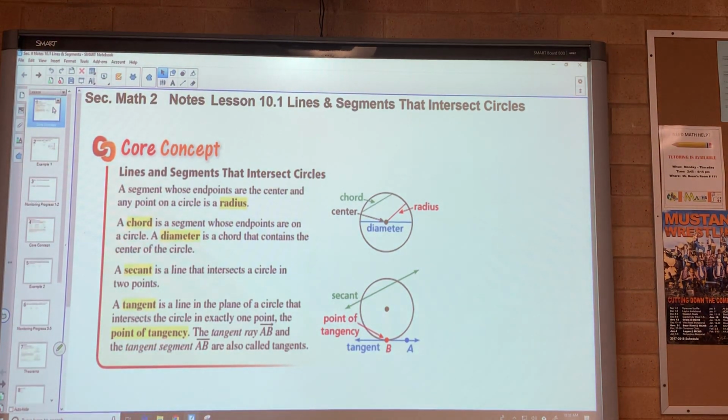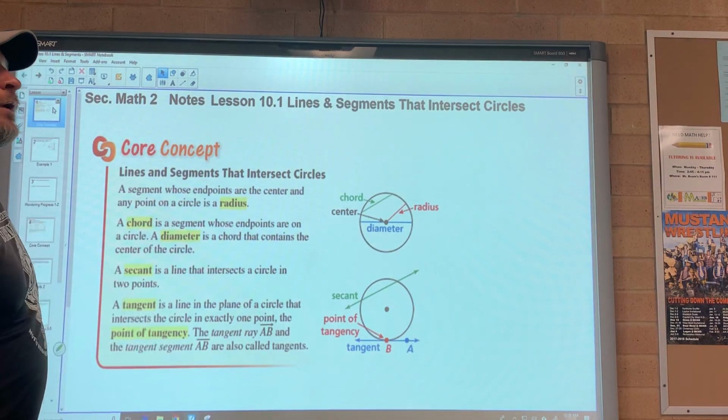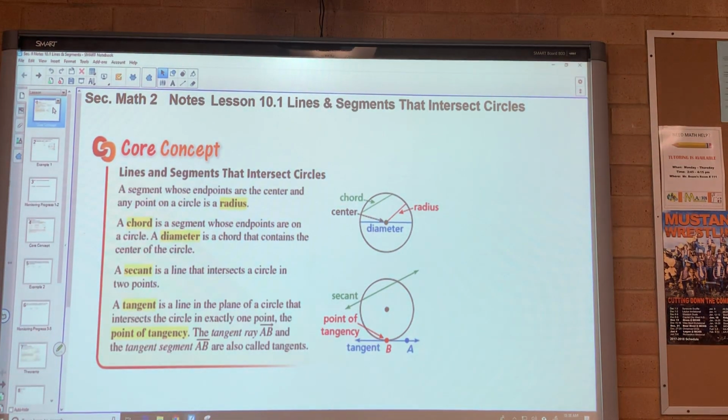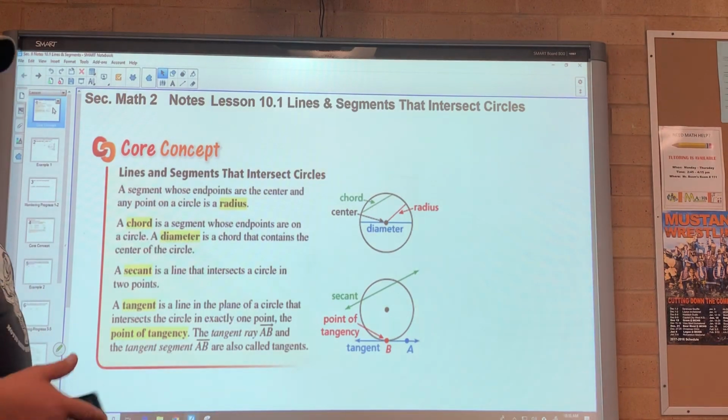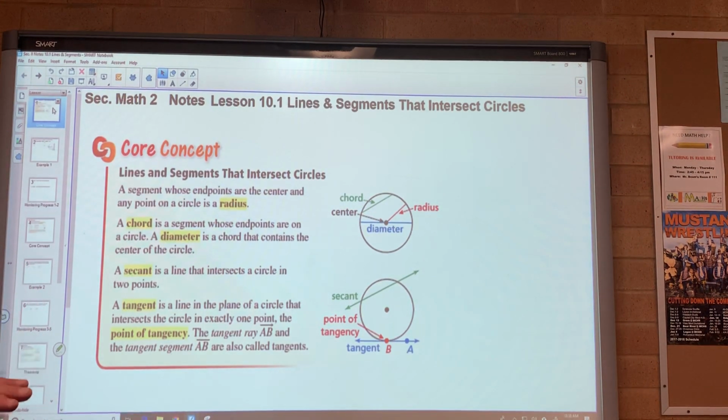I'm going to attempt to now explain to you what we're doing from here on out. We're going to go ahead and do chapter 10. We're going to start that unit. It's on circles and all of the different parts of circles. So chapter 10 is where we're headed.